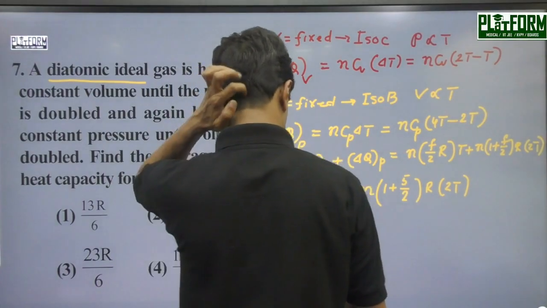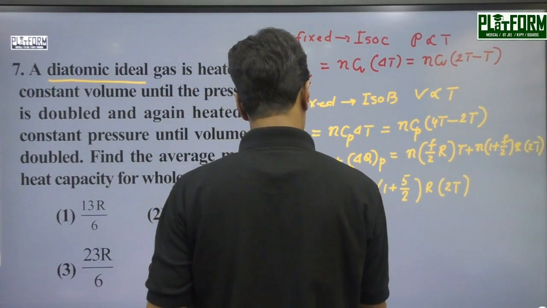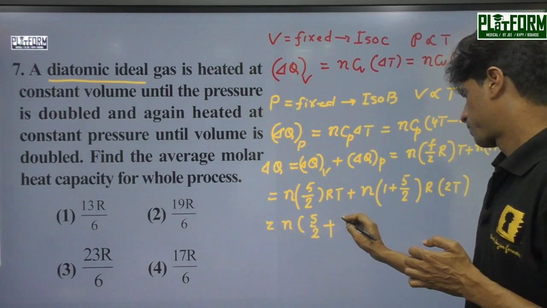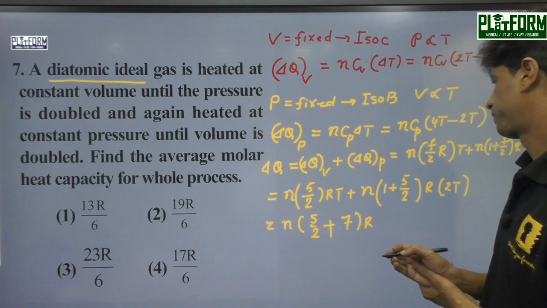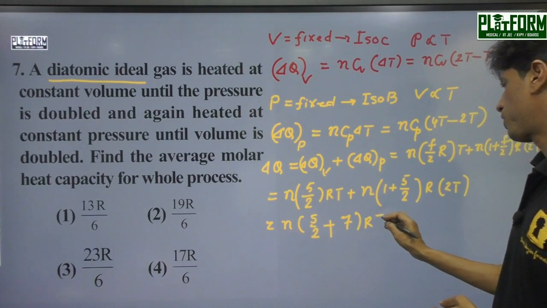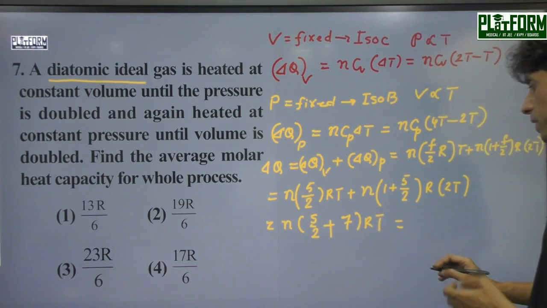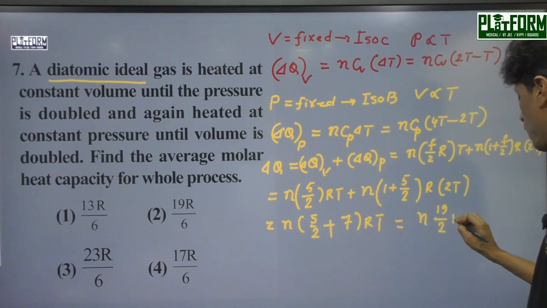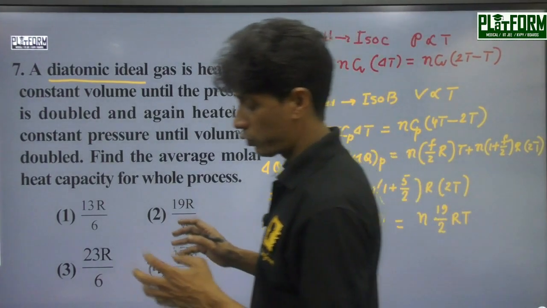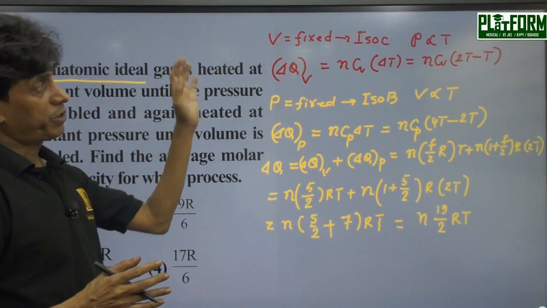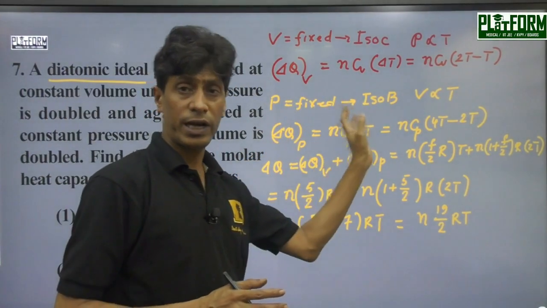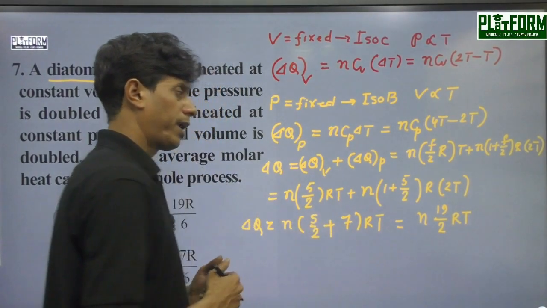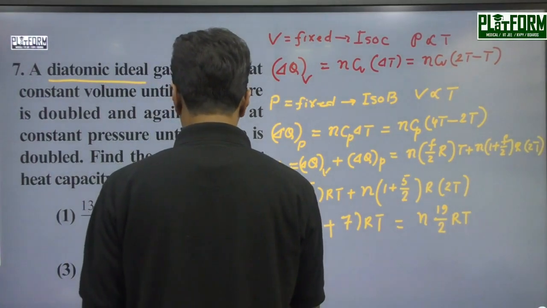Therefore n into (5 by 2 plus 7) into R into T. We can write by simple calculation n 19 by 2 R T. So the total heat supplied in these two processes, the first an isochoric process and the second an isobaric process, is delta Q equal to n 19 by 2 R T, and we have to find out the specific heat.